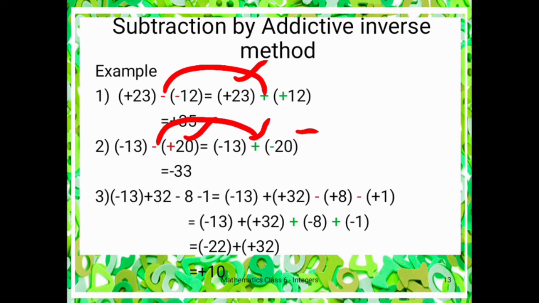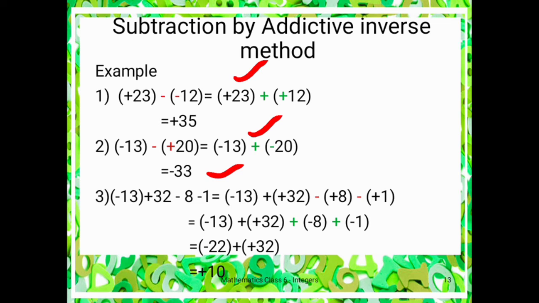Okay, then here look, what are the signs of the numbers? Both the numbers have the negative sign, minus 13 and minus 20. And here what is the operation? Actually, the subtraction operation becomes addition operation. In addition operation, what we have learned, if both the numbers are positive or if both numbers are negative, simply add the numbers and put the sign. And here, minus 13 plus minus 20. So, 20 plus 13 is equal to 33. Then what is the sign? It is minus.